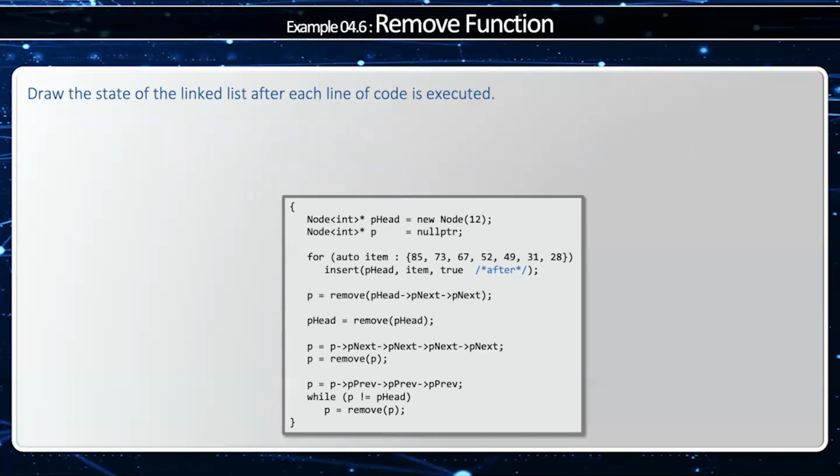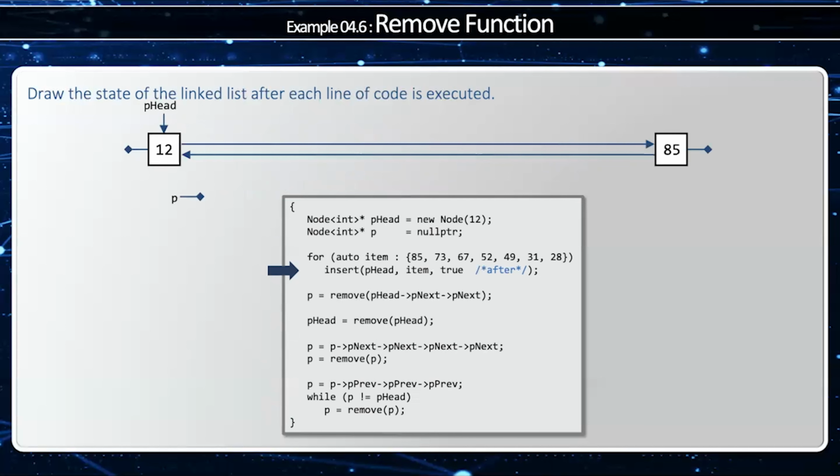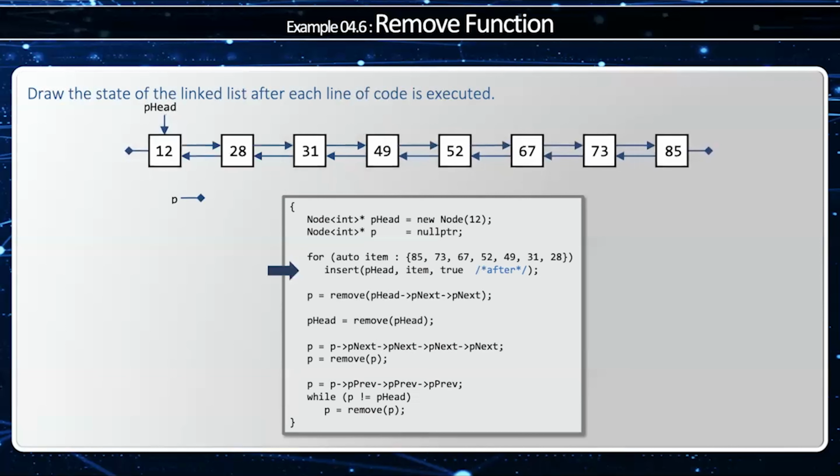To demonstrate how this works, I'll start with a single node, node 12, and I'll start with a p, which is the null pointer. Now I'm going to insert 85 after p head, which is 12. Then I'll insert 73 after p head, which is 12. And then I'll insert 67, then 52, then 49, then 31, then 28. When I'm finished, I'll have a fairly large linked list.